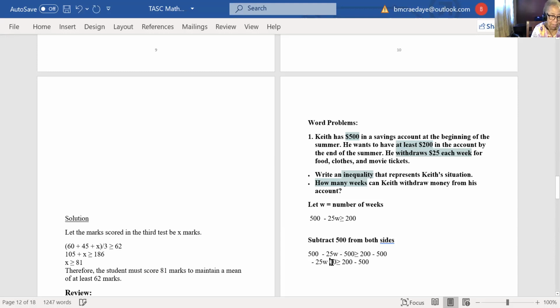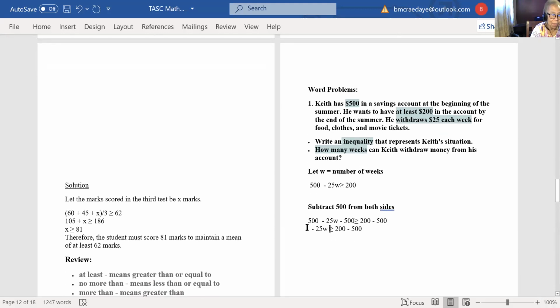There's the 500 coming out. And what do you have on the right side? What's a 200 minus a 500? What is that equal to, Vanessa? A plus 200 and minus 500 gives you what? It would give you a negative 300. That's right, negative 300. Very good. Because you're subtracting, and of course you have more negative than you do positive, this will be a minus 300.